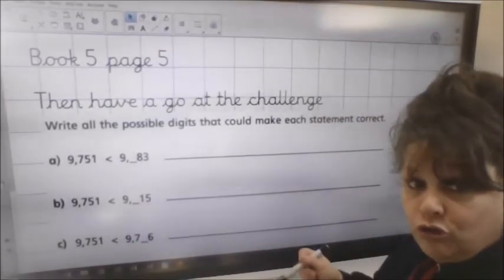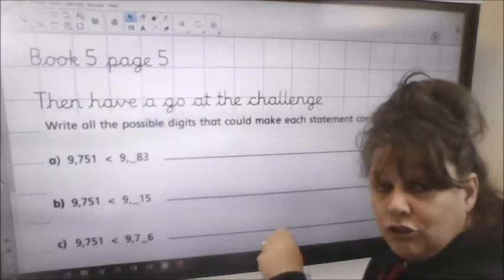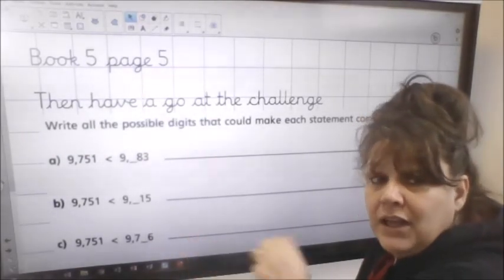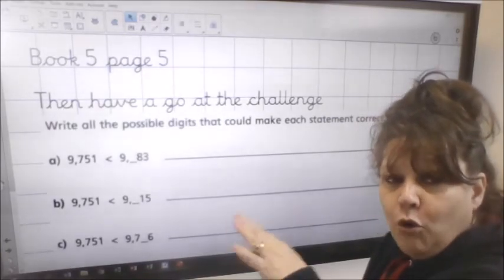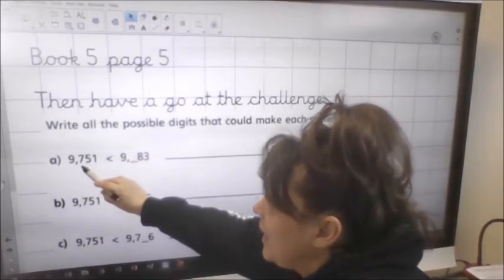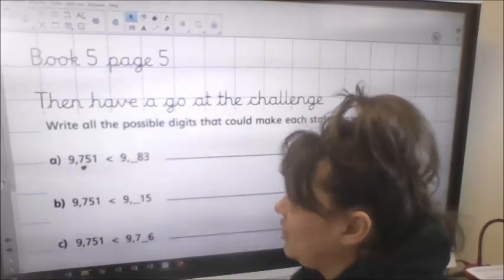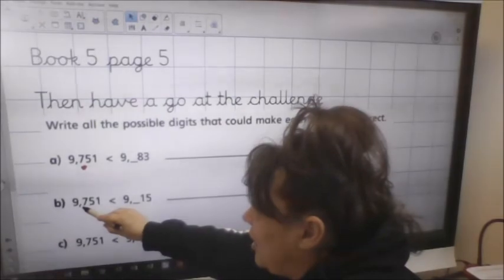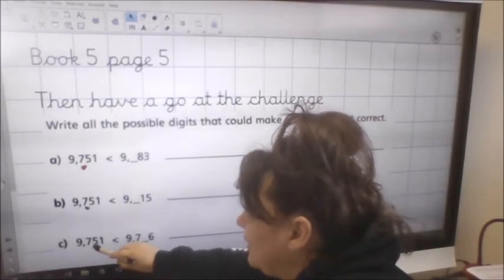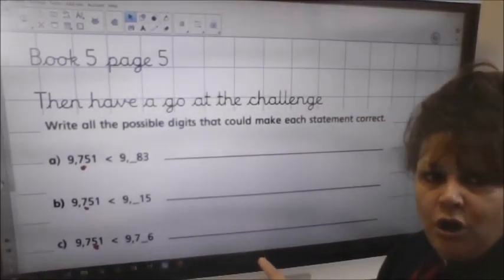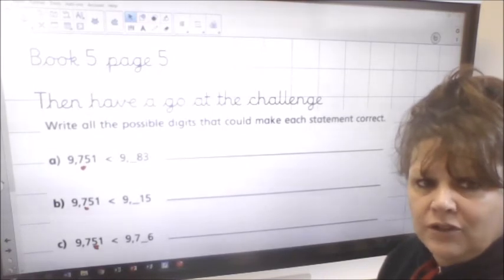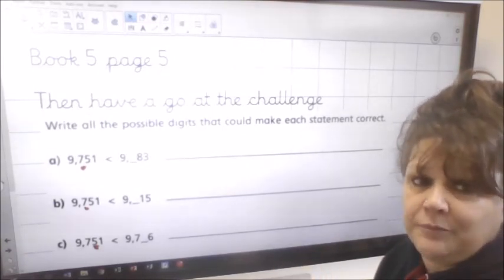So again, you might want to draw yourself the little grid, the little chart, place value chart, so that you can see really clearly and really quickly what digits could go there to make that number larger. So you're comparing this number. If you underline the digit that you're comparing each time, then it will make it so that you know exactly, well, I can have this, I can have that, I can have the other. Okay, look at the digits really carefully.